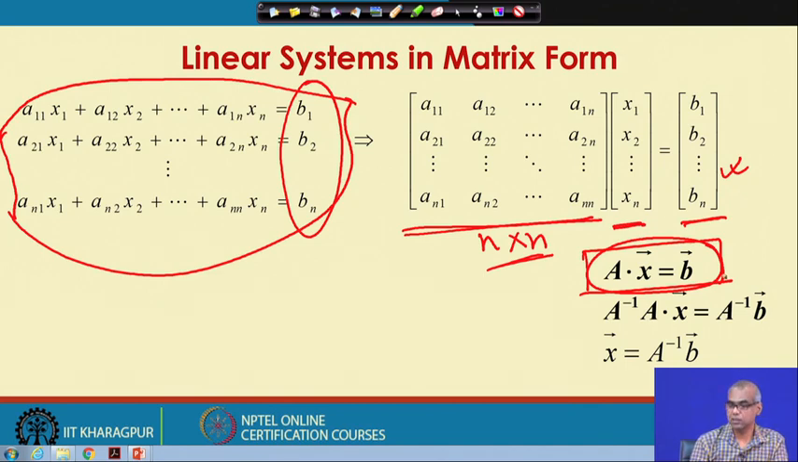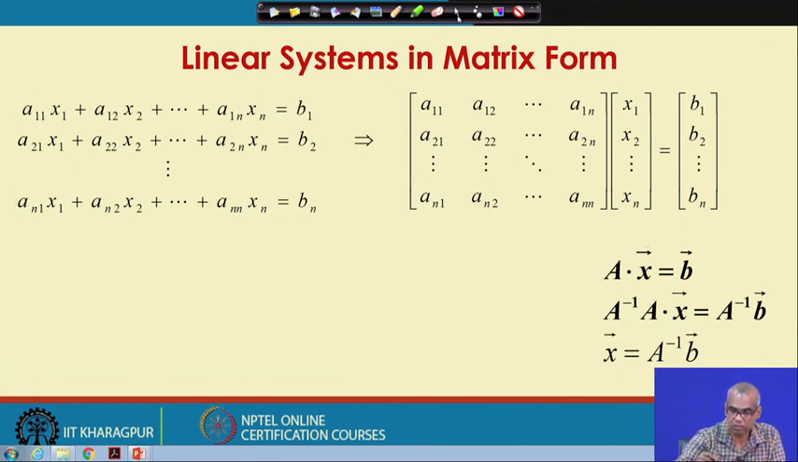Pre-multiply this equation by A inverse. So, A inverse A x equal to A inverse B. A inverse A is the identity matrix. So, we can get x equal to A inverse B. So, you can solve this linear system of equations as x equal to A inverse B.